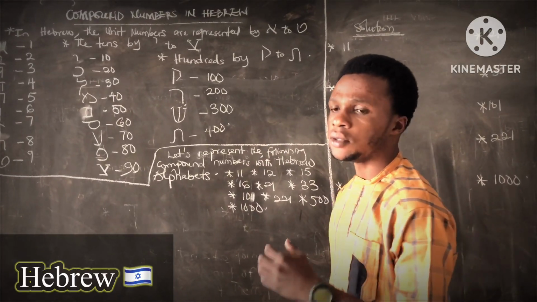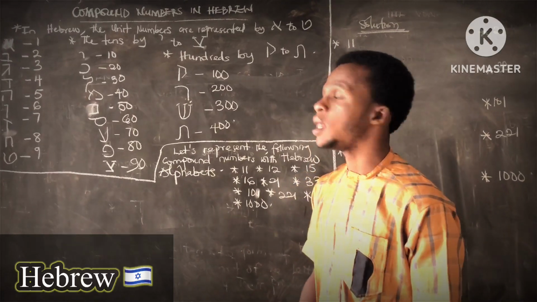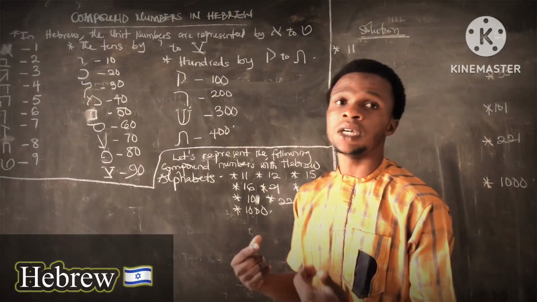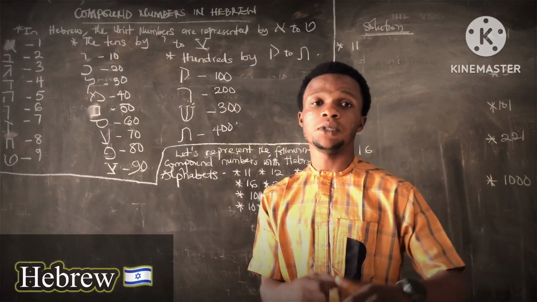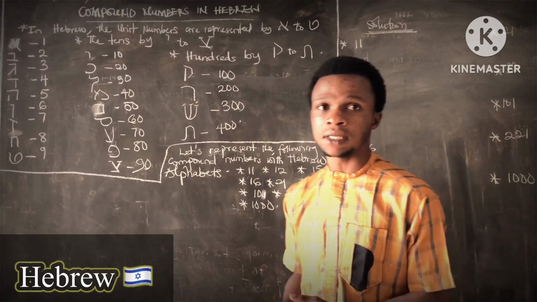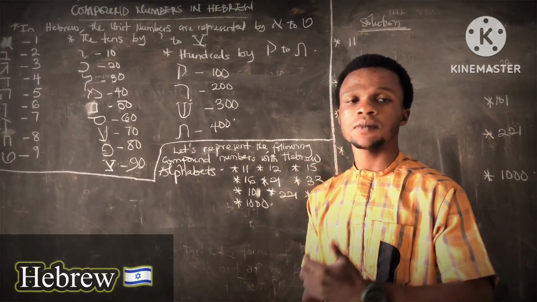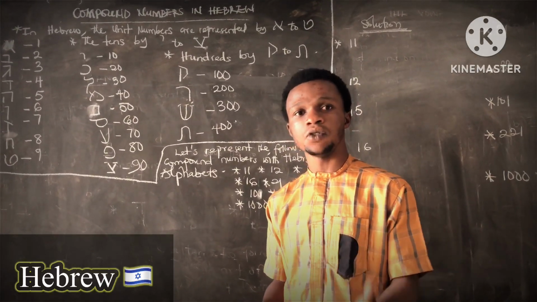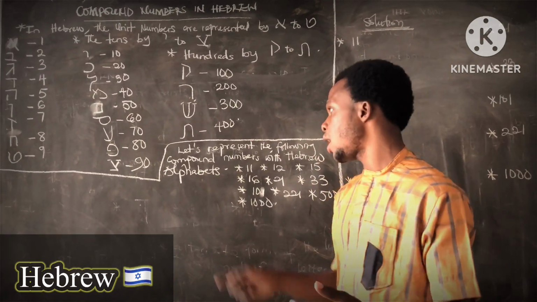So what are we going to do? What we are expected to do in this lesson is to learn how to represent these compound numbers, because they also have a way by which you can represent them. These compound numbers like 11 to 19, 21 to 29, 31 to 39, 41 to 49, 51 to 59, and so on and so forth. So we have examples there.